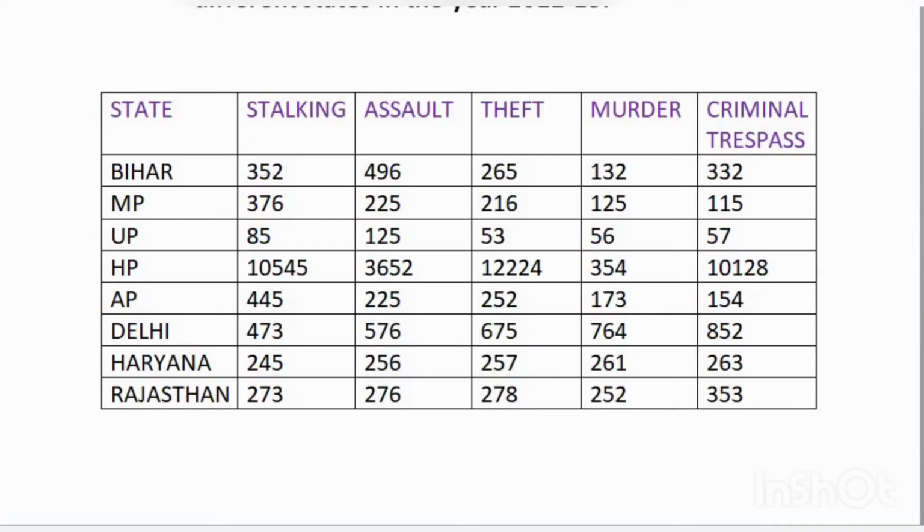So in this question, the table graph provides different crimes committed in various states, right? So when a data interpretation question is given to you, first read the content and then directly go to the questions, because we have only limited time in the exam.